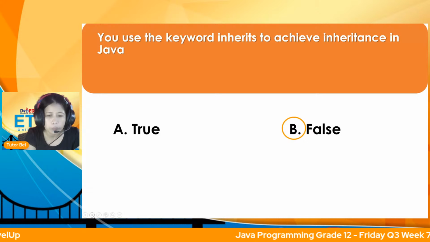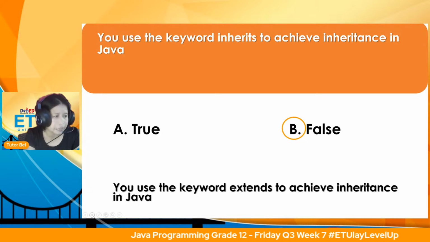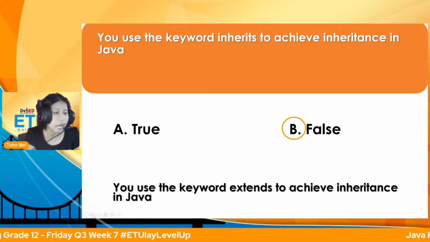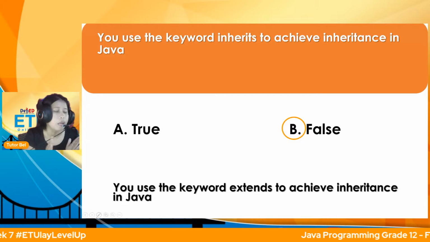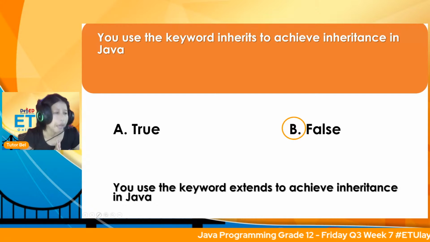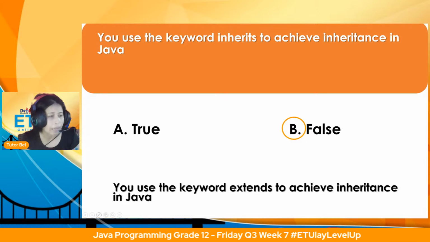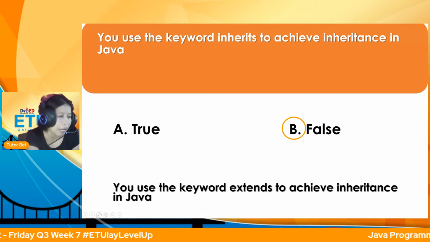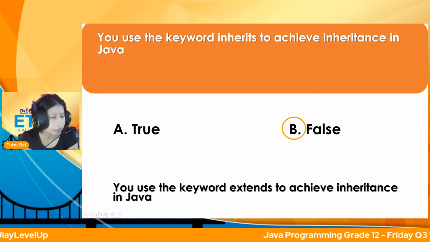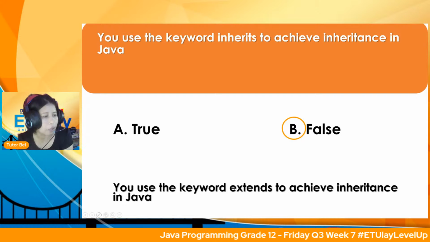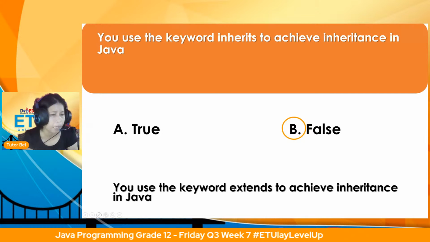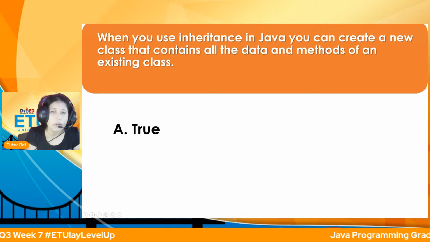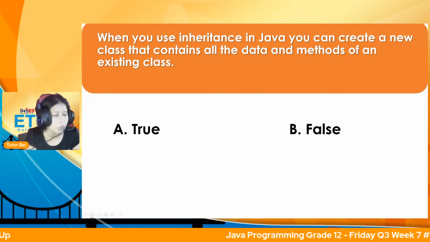Bakit? Kasi po, di ba, ang ginagamit natin is extends, not the keyword inherits. The keyword is extends. Para we could achieve inheritance, we have to use extends after the class name. So, yung syntax natin: public class, the derived class, the keyword extends, and then the superclass, or the base class. Yun po siya.